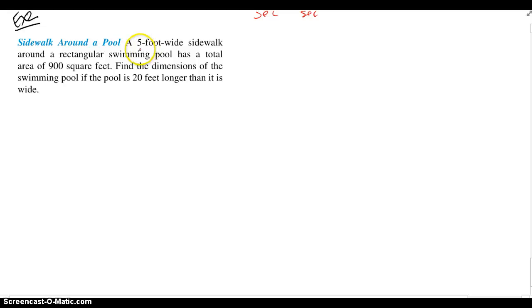Okay, next example says a 5-foot wide sidewalk around a rectangular swimming pool has a total area of 900 square feet.